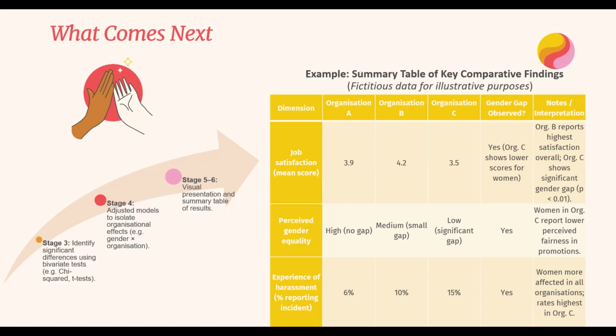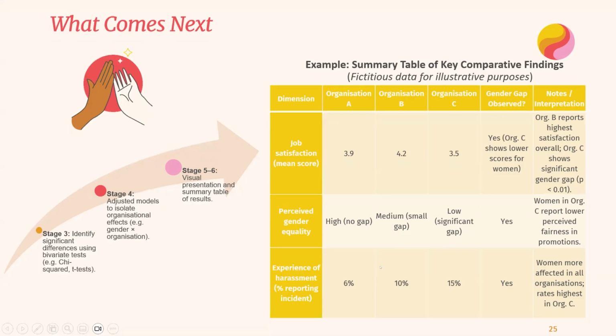So here is an example of what we want to produce after this analysis, a kind of summary table to compare different findings. For example, here we have job satisfaction in different organizations, and whether a gender gap is observed and significant or not significant, or the percentage with experience of harassment, and other kinds of analysis for comparing organizations, departments, or units in one institution.